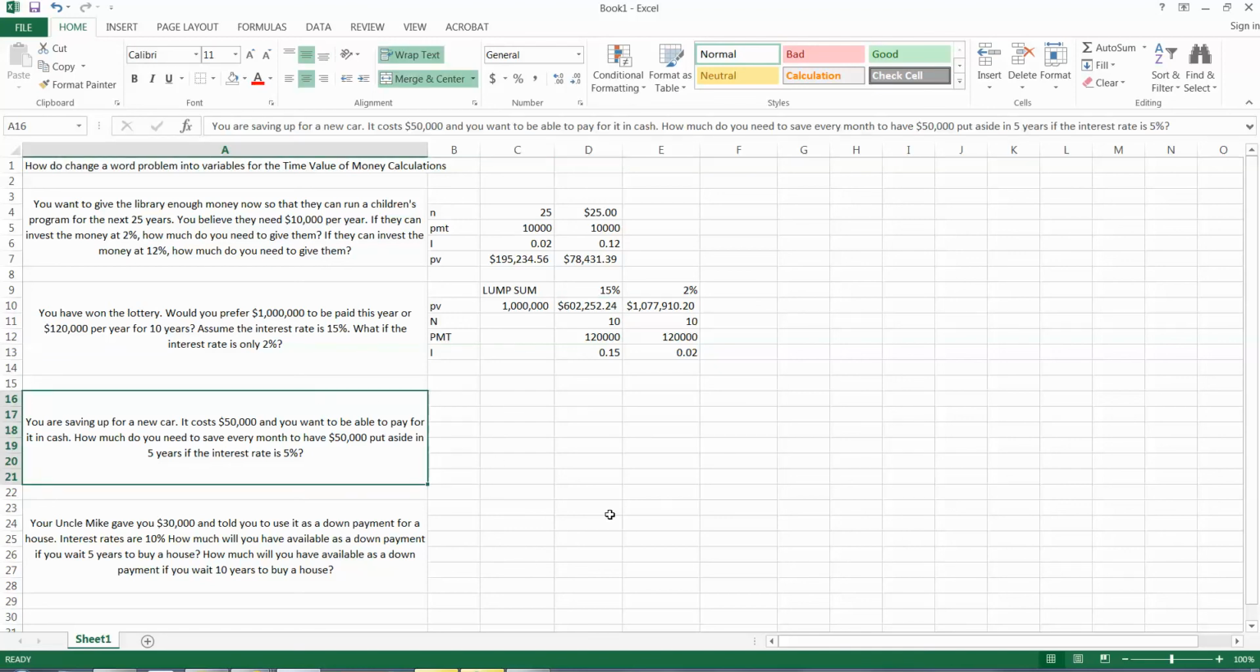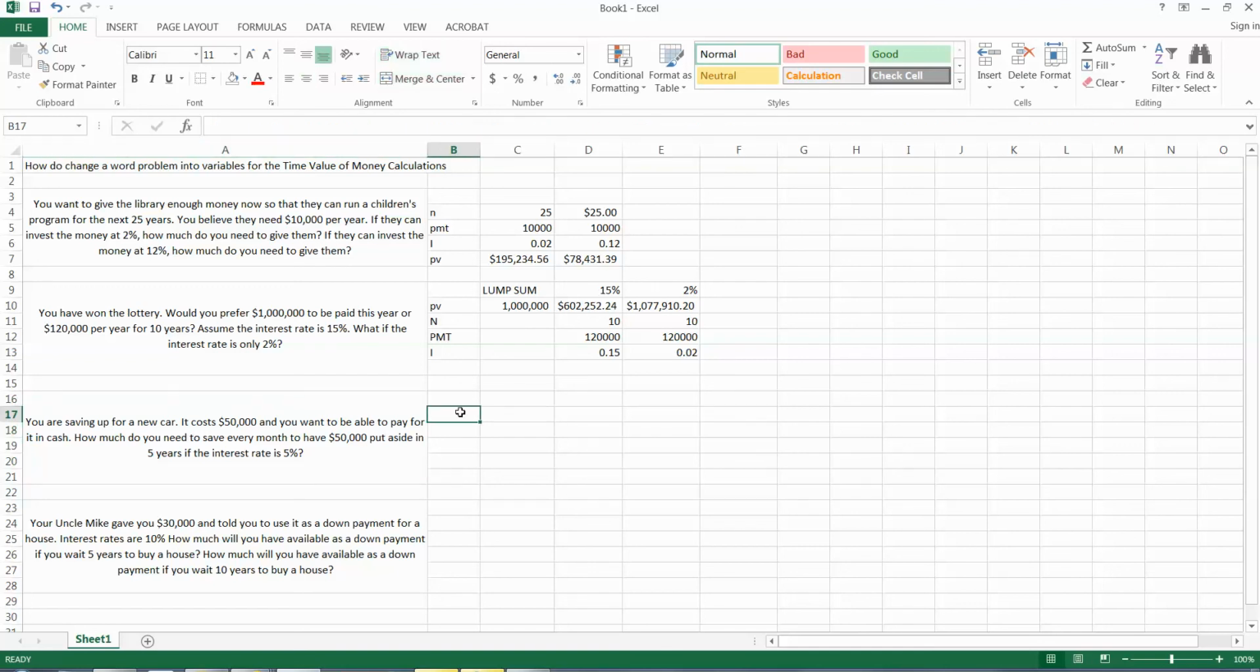We're saving up for a new car. It costs 50 grand and we want to be able to pay for it in cash. How much do we need to save every month for us to have the $50,000 in 5 years? Well, the very first thing we want to do is our future value. That's what that is, 50,000. And our interest rate is 5%, 0.05. And our N is 5 years.